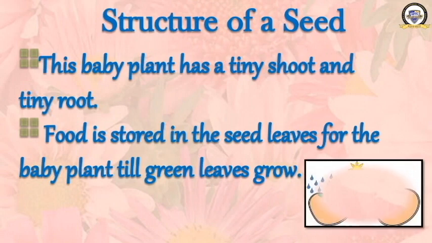See the picture here. You can see a seed leaf inside the seed. It is getting a proper amount of water, air and sunlight, and gradually the plant is coming out.